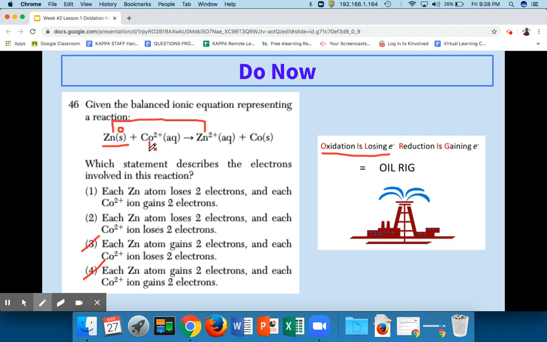Let's look at cobalt and see what cobalt is doing. Cobalt is going from a 2 plus charge to a 0 charge. Remember, it's 0 when there's nothing there. So if it's going from a 2 plus to a 0, the charge is reducing or going down. And I know that reduction means electrons are being gained. So which of these options best fits? It's 1. Yay! Because zinc is losing 2 electrons, we saw that, and Co 2 plus is gaining 2 electrons.